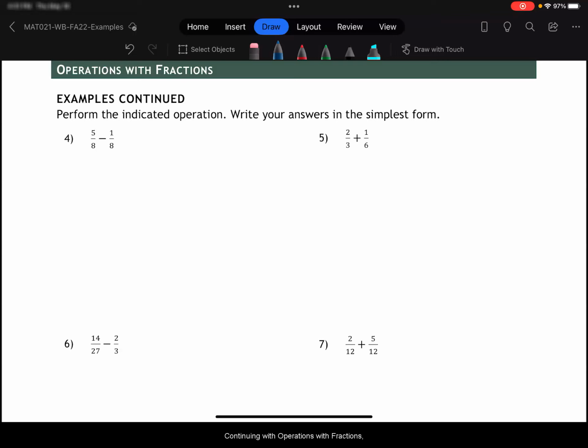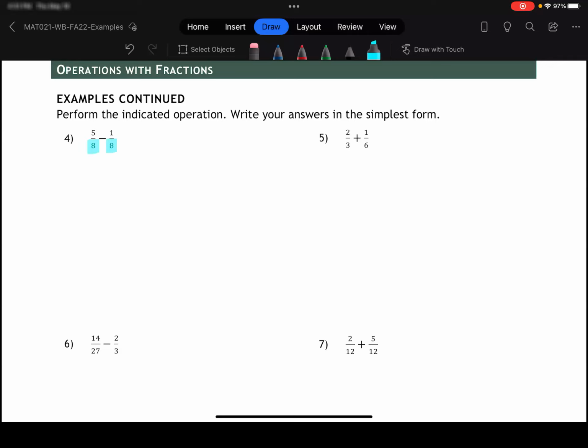Continuing with operations with fractions, adding and subtracting, looking at examples 4 through 7. For example 4, we have 5/8 minus 1/8. Now remember, with addition and subtraction, the denominators have to be the same. Not true for multiplication and division, but with addition and subtraction, we do have to have the same denominator. And for example 4, luckily, we do.